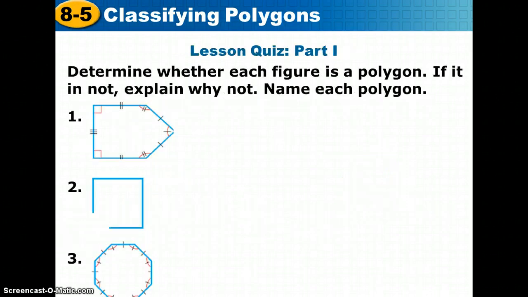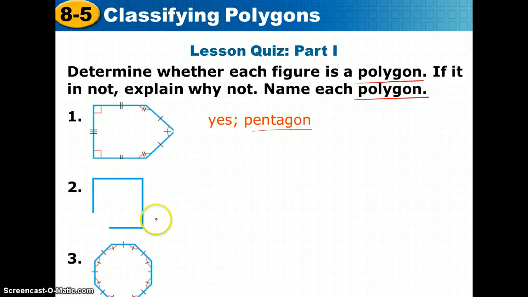Alright, let's see whether it is a polygon. Well, and then we're going to name it. So let's look at this very closely. Look at everything that's there. 1, 2, 3, 4, 5 sides, but look at those sides. What do you think? Yes, it is a pentagon. 5 sides. It's called a pentagon.